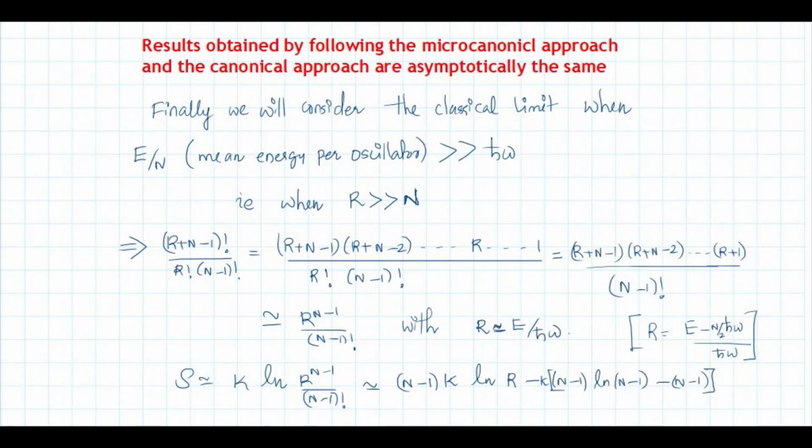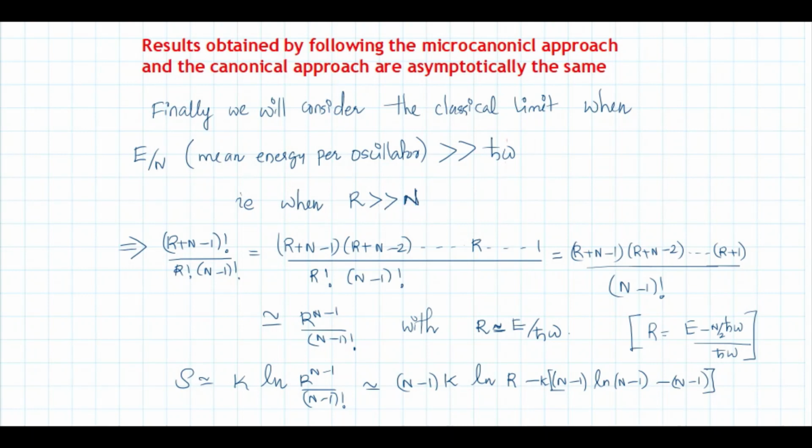Finally, we will consider the classical limit when E by N is very much greater than h cut omega. That is, energy per oscillator is very much greater than h cut omega. h cut omega is the packet of energy. So we can say that the number of packets R will be very much greater than the number of oscillators. If you have 1000 packets and 10 oscillators, each oscillator will get around 100 packets.